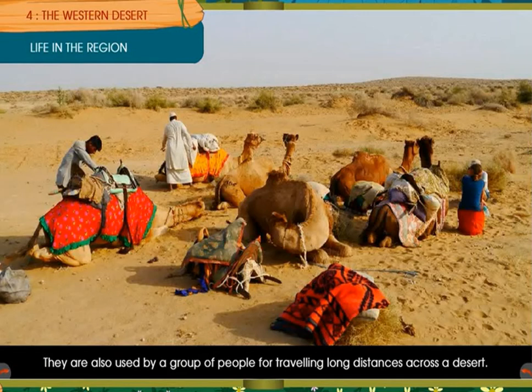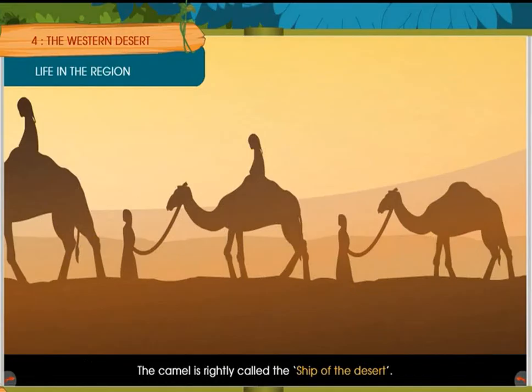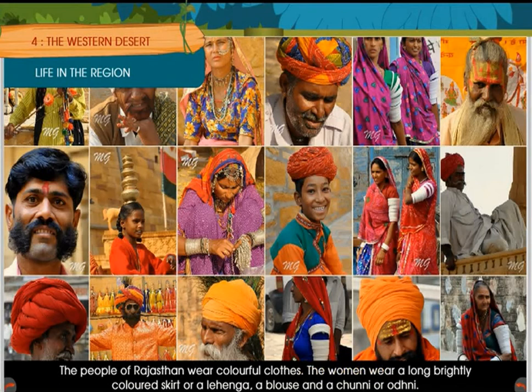The camel is rightly called the ship of the desert. See, the camel is the ship of the desert because camels are very useful in the desert, children. See, children, they are moving from one place to another in a group. They are using the camels. So we can call camels the ships of the desert.